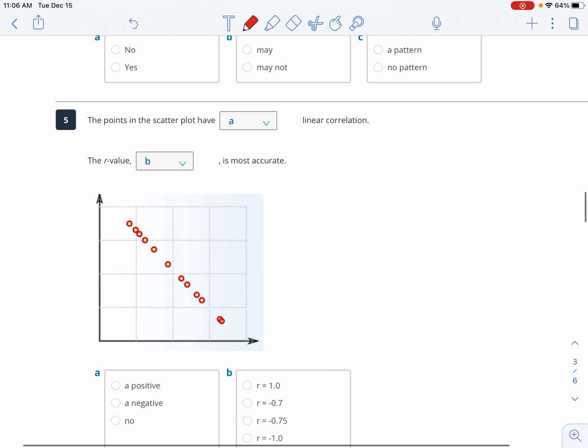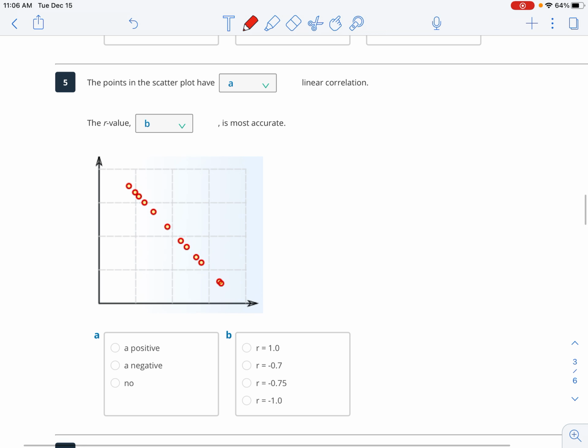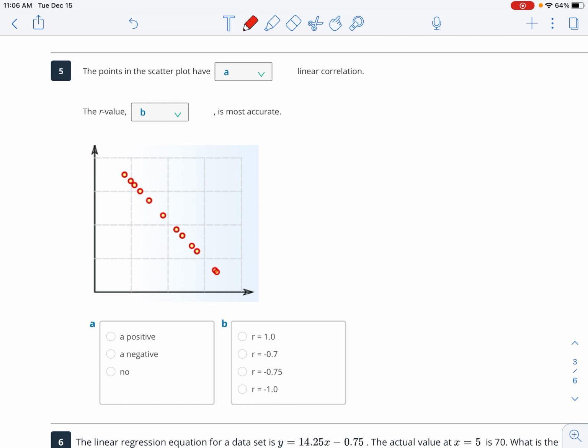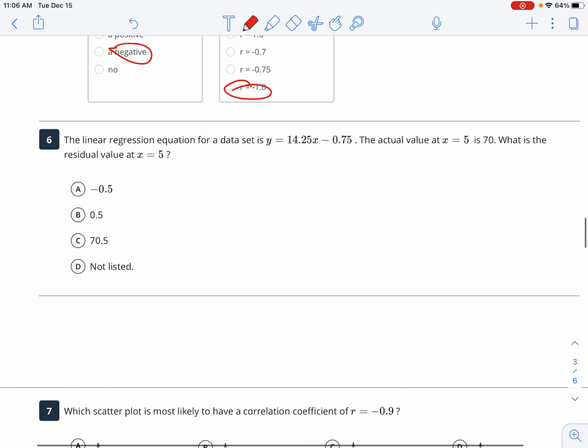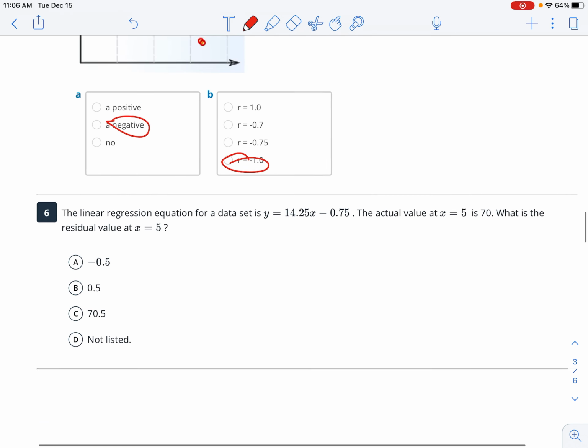All right. Number 5, the points in the scatter plot are clearly negative, and they pretty much make a line. So whichever one is closest to -1, and they are almost all exactly on a line. So that's what we're going to say, -1.0. All right, I'm going to pause it right there.